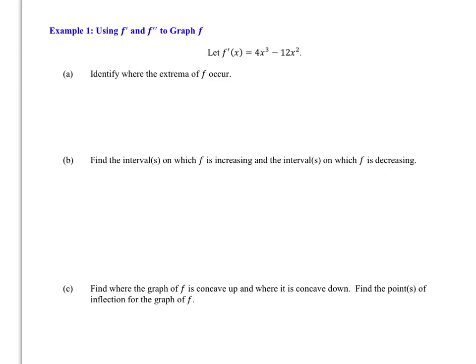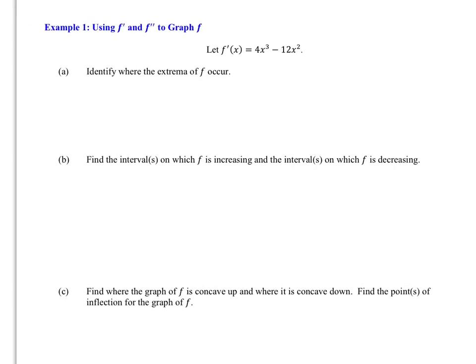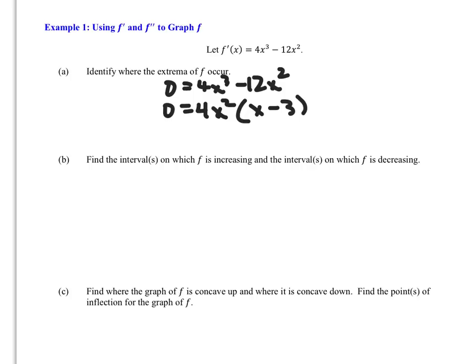Alright, so using f prime and f double prime to graph f. Here's f prime of x. Let's identify where the extrema of f occur. The extrema occur where the derivative equals 0. So 4x cubed minus 12x squared equals 0. I'm going to pull out a 4x squared, and I get x minus 3. So the extrema, or the critical points, exist when x equals 0 and when x equals 3.